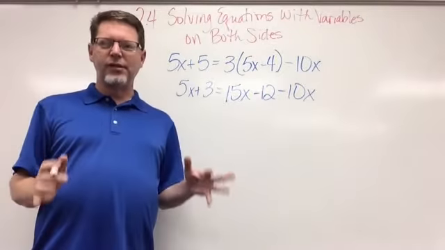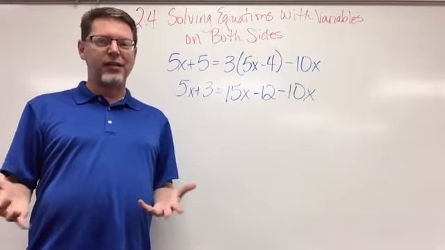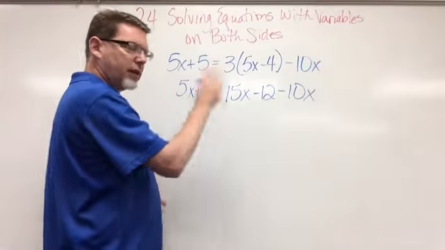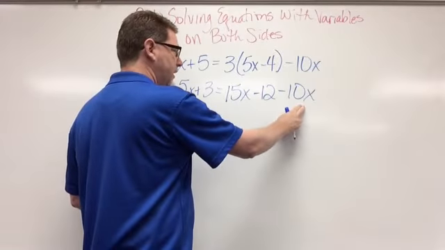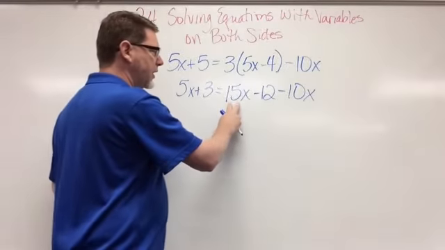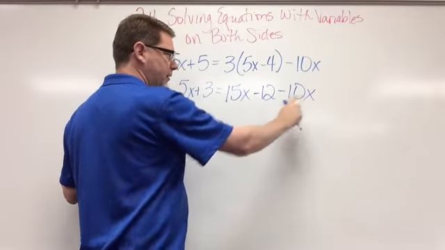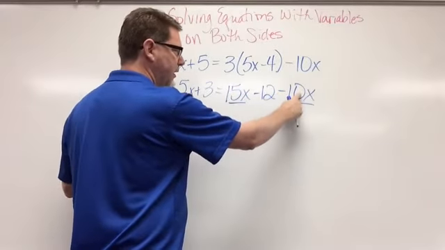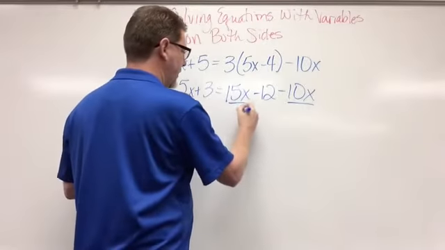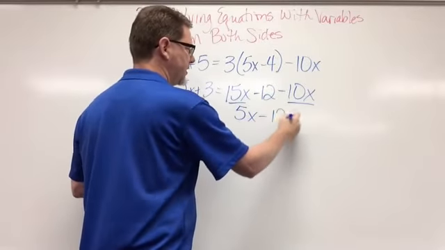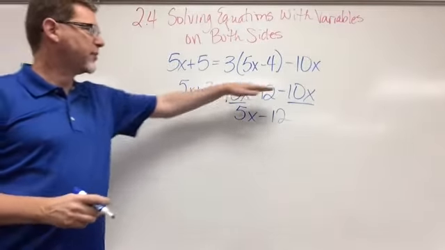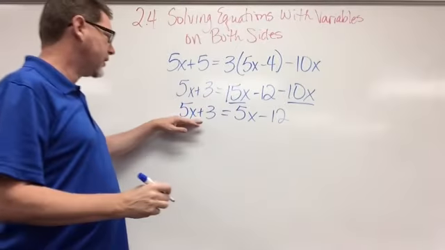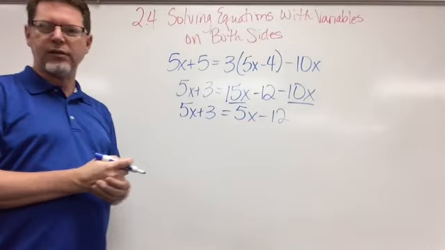Before I do anything else, I want to see if I can combine like terms on the same side of the equal sign. Here I've got a 5x and a 3. I can't combine anything there. On the other side, I have 15x minus 12 minus 10x. So I can combine the x's. So I do 15x minus 10x, which is 5x. And then the negative 12 just stays. Okay? So I've combined everything I can on the right-hand side, and I just write down what's on the left-hand side. So I've got 5x plus 3 equals 5x minus 12.